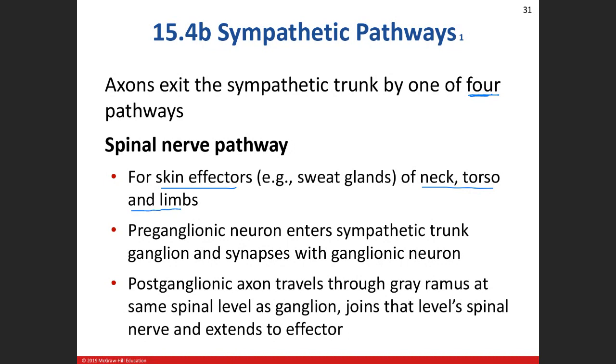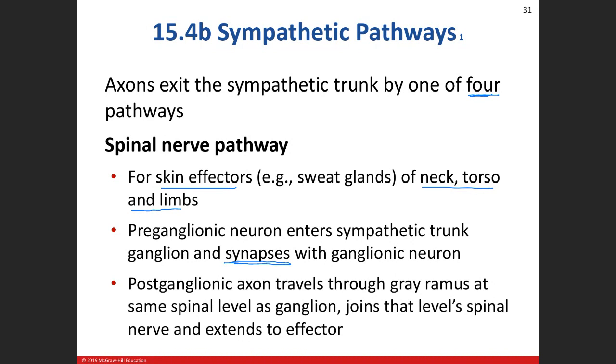So here's what happens: the first neuron, the preganglionic neuron, exits from the spinal cord and goes along the spinal nerve. Then it enters the sympathetic trunk via the white rami communicantes. Remember, it's white because it's myelinated. Then it enters the sympathetic trunk, and there it synapses on the postganglionic or ganglionic neuron in the sympathetic trunk.